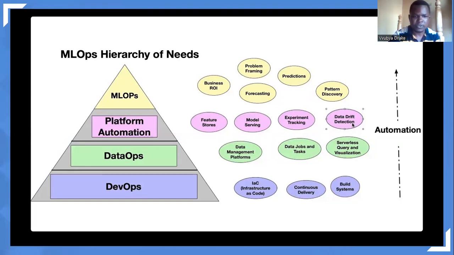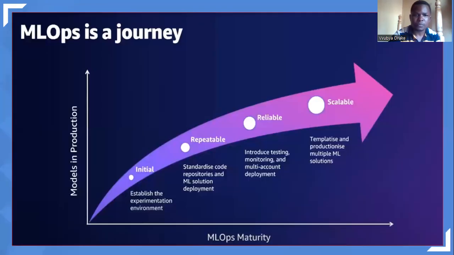Then the hierarchy of data needs. DevOps is just the base of everything. Without it, there's no MLOps. Then there is data operations I've talked about. There's platform automation. Then there is MLOps at the top of it. So feature stores, model serving, those are under platform automation.